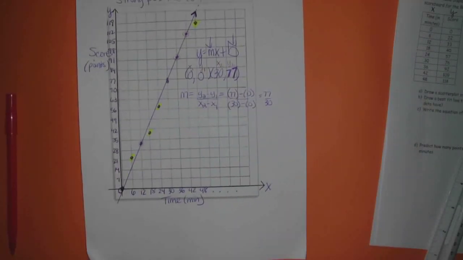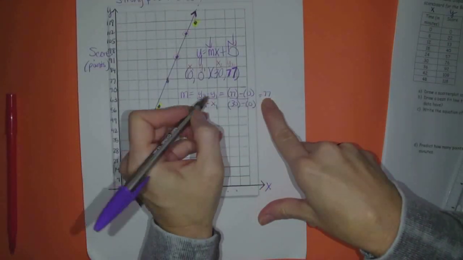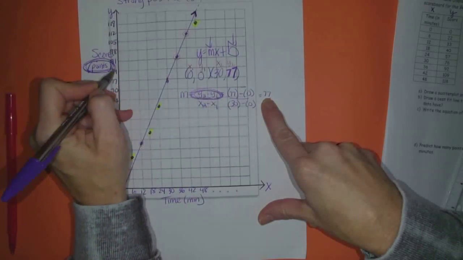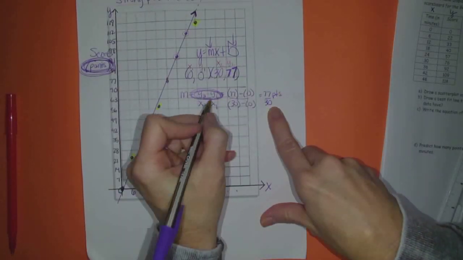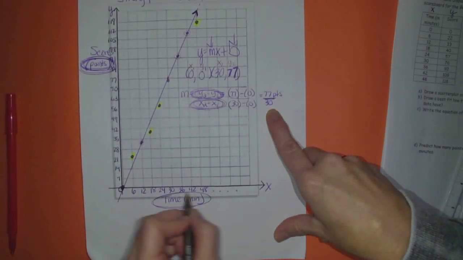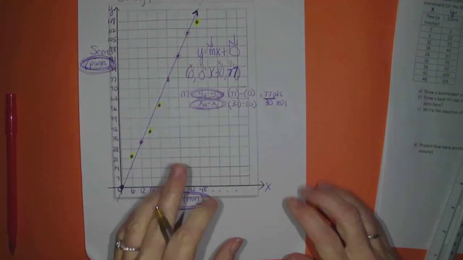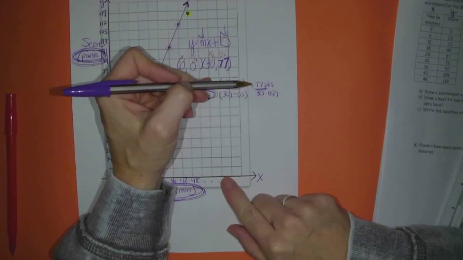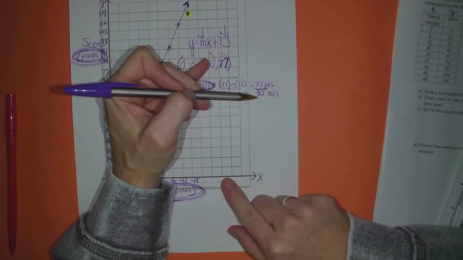This is so great. Finally, real world stuff. 77 what? Well, 77 is the change in y. How was y measured? Points. So this represents 77 points for every, what was x? X was minutes. So this is a rate of change. Check it out. It's a per. So this means the Chicago Bulls are scoring 77 points every 30 minutes.